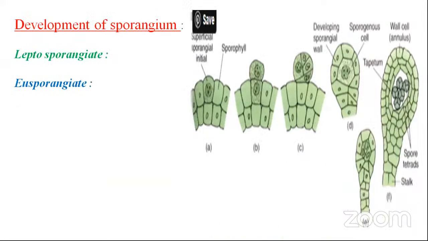Now, how is this sporangium developed? The sporangium develops in two patterns, that is the leptosporangiate method and the eusporangiate method. What is the leptosporangiate method? A single superficial cell will initiate the development of the sporangium. It undergoes development and produces the total sporangium. So from one cell, the total sporangium forms. This kind of development is called leptosporangiate development.